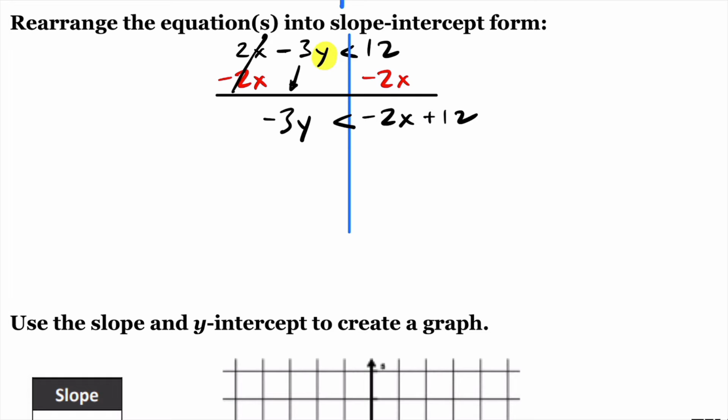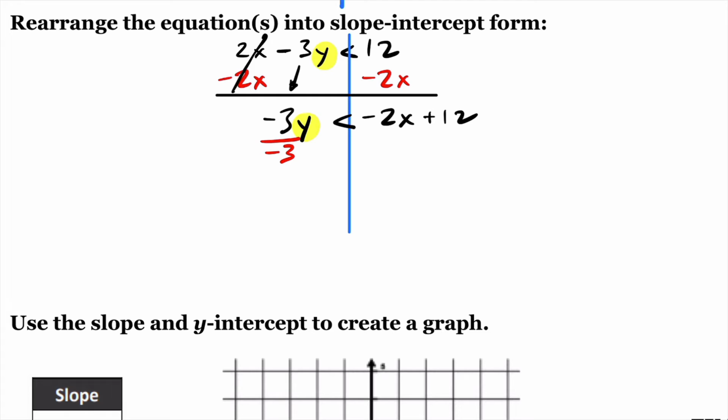Okay, almost there. Y is still almost by itself. I just got to get rid of that negative 3. Well, what are negative 3 and y doing? What operation are they doing if they're stuck together? Multiplication, right? And the opposite of multiplication is division. So we've done this before too. So divide by negative 3.